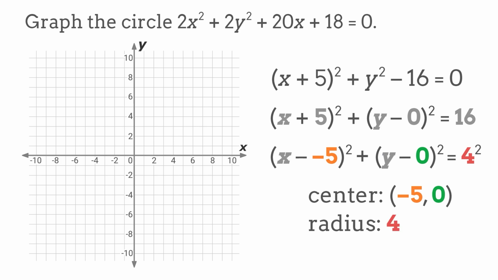Let's plot the center at (-5, 0), then plot another point on the circle. Since the radius is 4, the point 4 units to the right, which is (-1, 0), lies on the circle. And there's our graph. Sometimes it involves completing the square, but now you can graph circles from equations in general form.